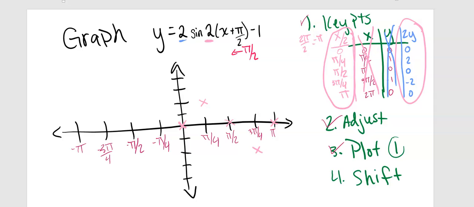Okay, what does that mean? I can't just go one tick mark over because one tick mark over is pi fourths. So 1, 2 tick marks over. And I also need to go down 1 unit because that -1 is on the outside of the function. Like I said, this literally has a little bit of everything.